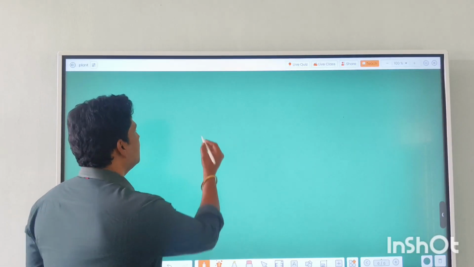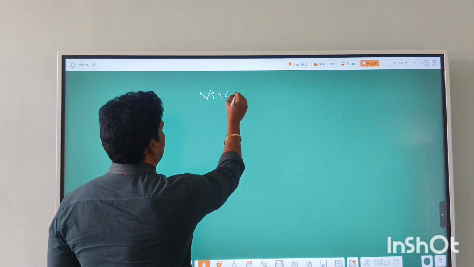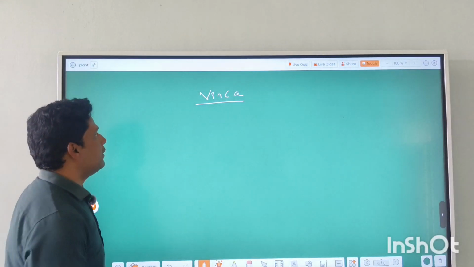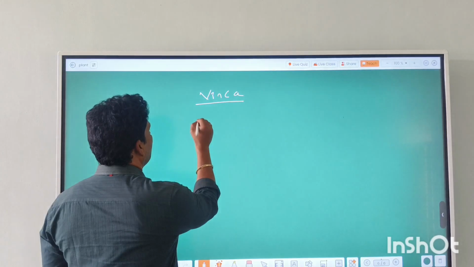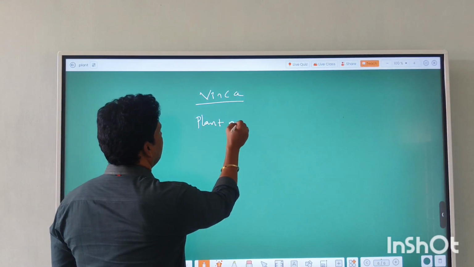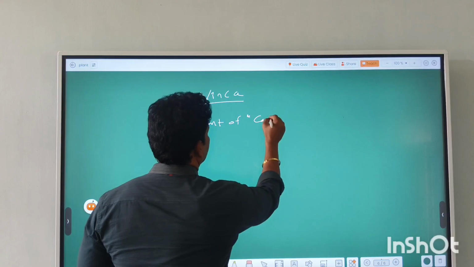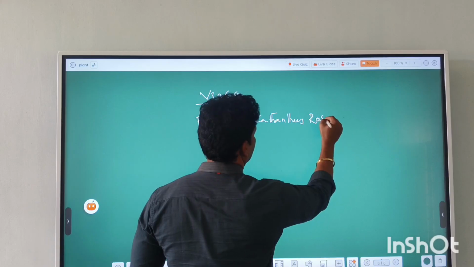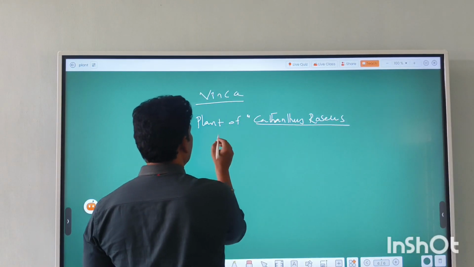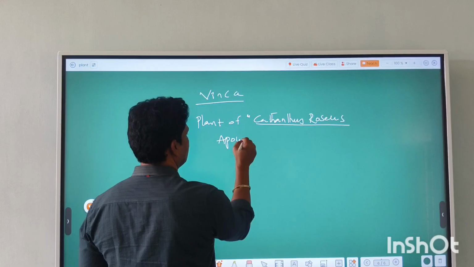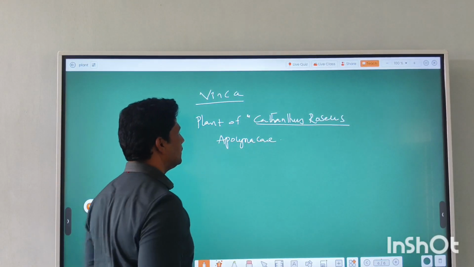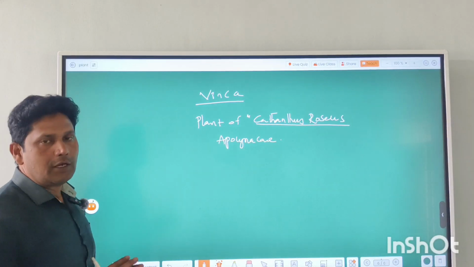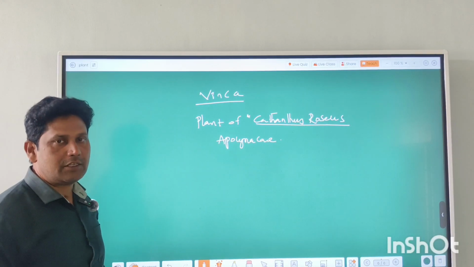Next coming to the vinca. Vinca is also an indole alkaloid. Vinca is obtained from the entire plant of Catharanthus roseus, again family Apocynaceae. I will discuss only a few important points about vinca, which are helpful for competitive examinations.